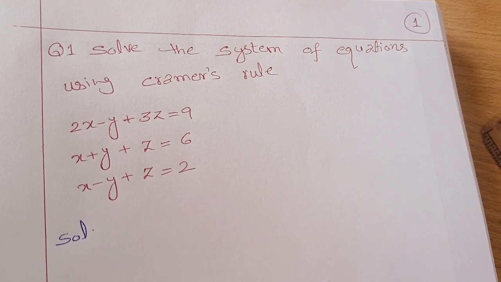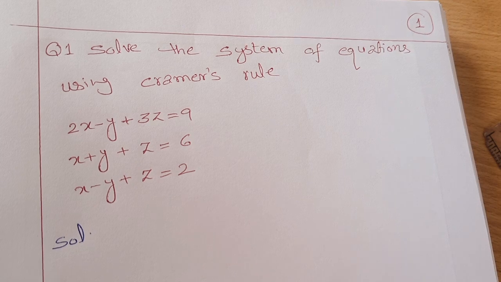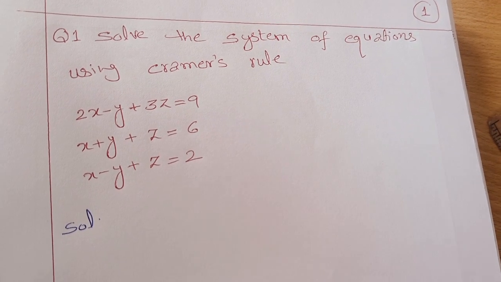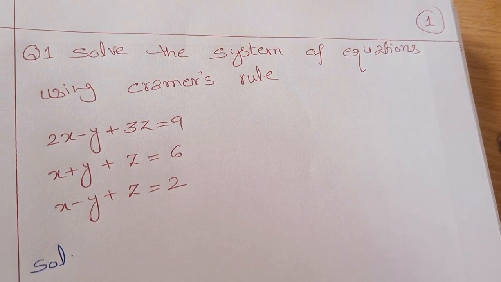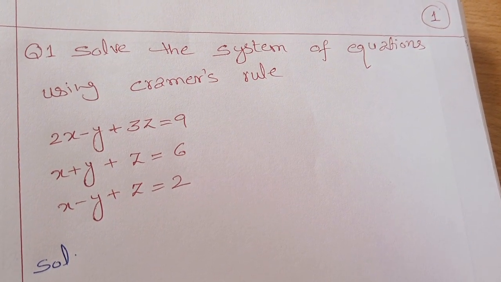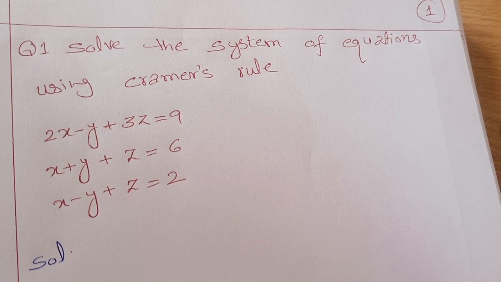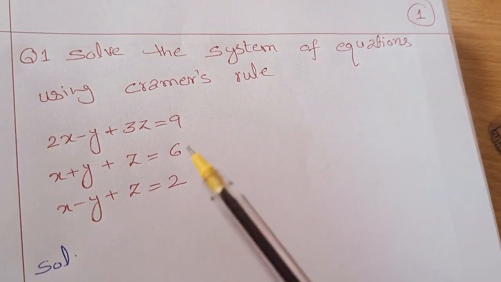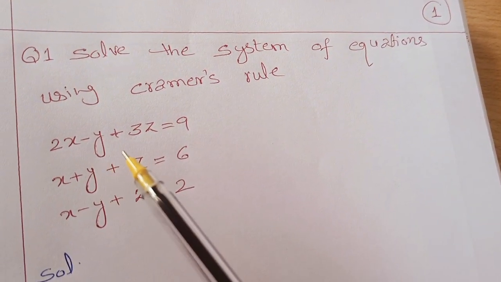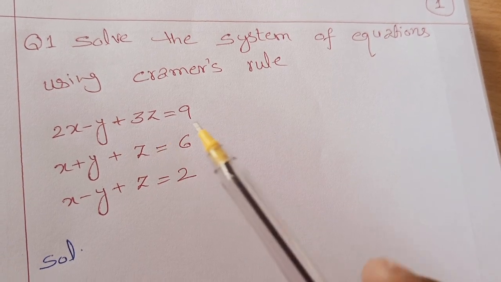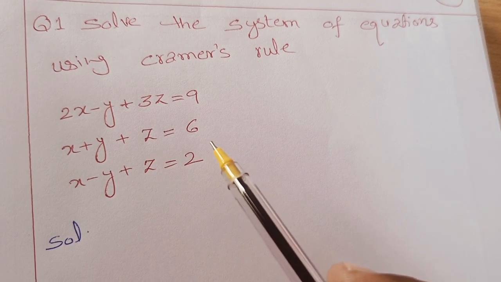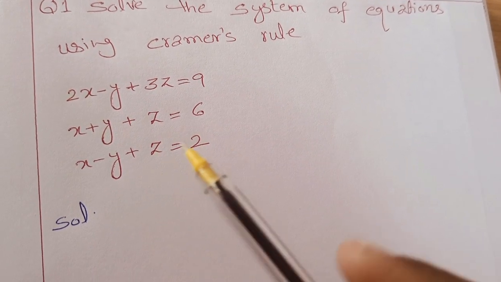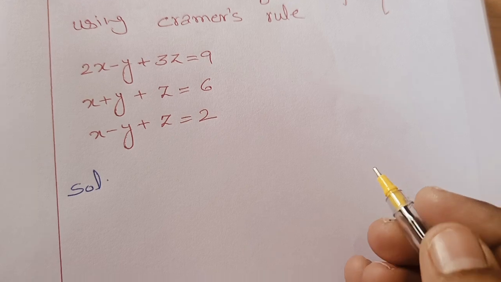In the last class we have done a problem based on Cramer's rule in which we have taken two variables x and y. Now in this problem we are taking three variables x, y and z. So the given system of equations are 2x minus y plus 3z is equal to 9, x plus y plus z is equal to 6 and x minus y plus z is equal to 2.